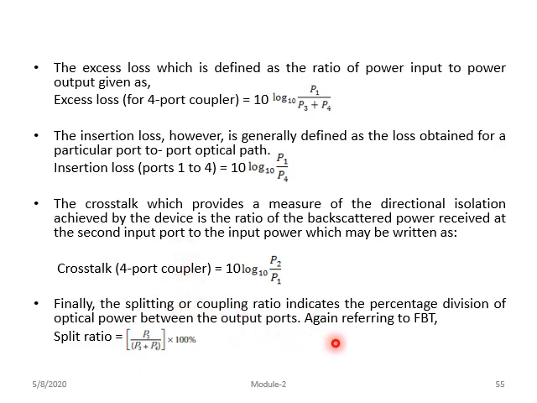Finally, the splitting or coupling ratio indicates the percentage of the division of optical power between the output ports, and again by using fused biconical taper, the split ratio can be defined as P3 by P3 plus P4, which can be multiplied with 100. That is the split ratio of information from 1 and 2 to the 3 and 4.